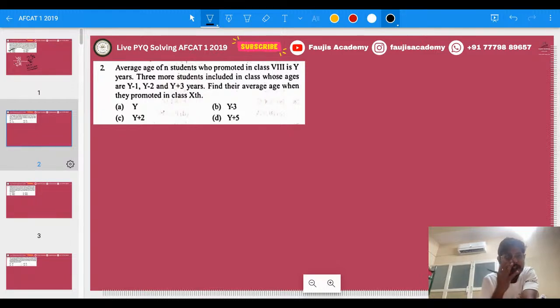Okay, yeah, this one. The average age of n students who are promoted to class 8 is y. Three more students are included in the class whose ages are y minus 1, y minus 2, and y plus 3. Find their average age when they are promoted to class 10th.